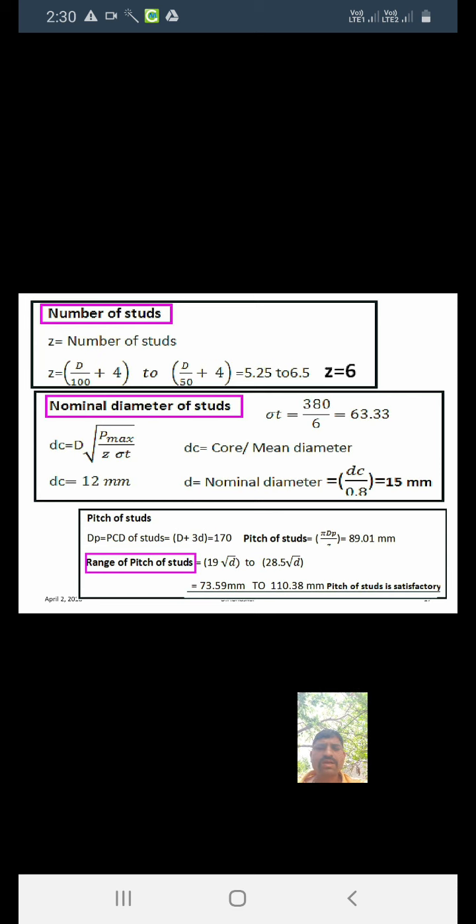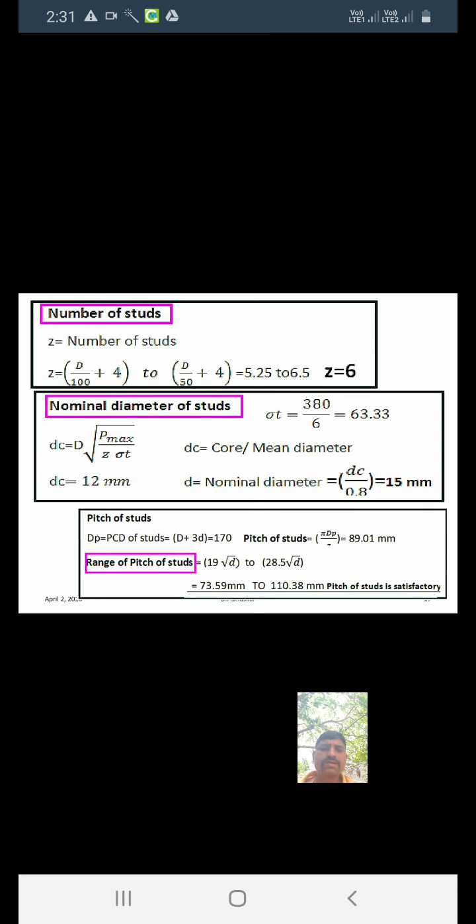Use that equation. The range of the pitch of the stud is equal to 19 root D to 28.5 root D. You will get the range of the pitch of the stud as 73.59 mm to 110.38 mm. This is the satisfactory range. We have the answer.